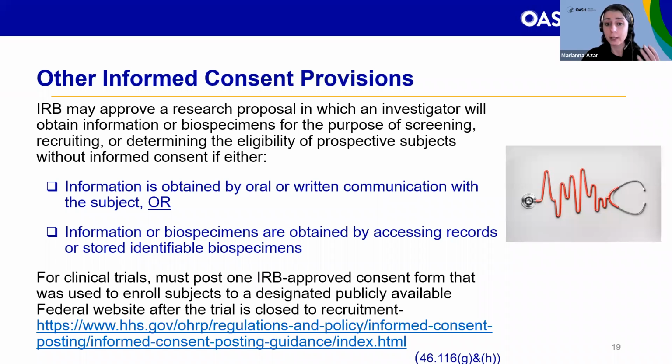Also, for something that meets the definition of a clinical trial, one IRB approved consent form that was used to enroll subjects must be posted to a designated publicly available website such as clinicaltrials.gov or regulations.gov after the trial is closed to recruitment. Now, for more on this requirement, you should check out the 2022 OHRP guidance for informed consent posting instructions. Now, as I said at the start of this presentation, this is by no means a complete overview of the regulatory requirements that pertain to informed consent. Please be sure to refer to the complete text of the Common Rule for a more complete overview of the regulatory requirements.